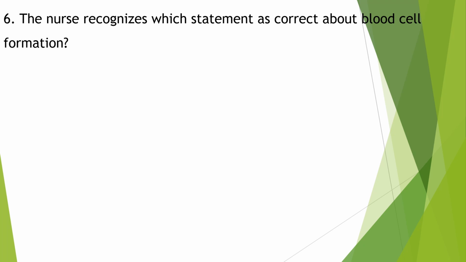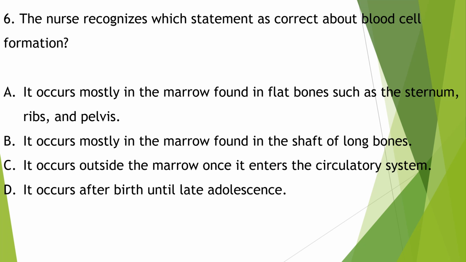The nurse recognizes which statement is correct about blood cell formation. It occurs mostly in the marrow found in flat bones such as sternum, ribs and pelvis. It occurs mostly in the marrow found in the shaft of long bones. It occurs in the marrow once it enters the circulatory system. It occurs after birth until late adolescence. So regarding the formation of blood cells, actually it is formed in the marrow found in the flat bones such as lower skull, vertebrae, shoulder, pelvic girdles, ribs and sternum.